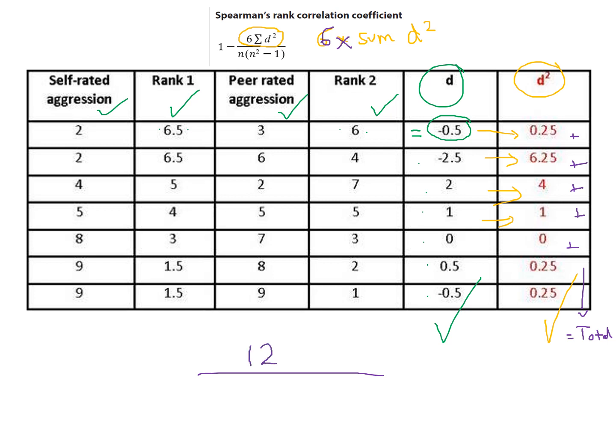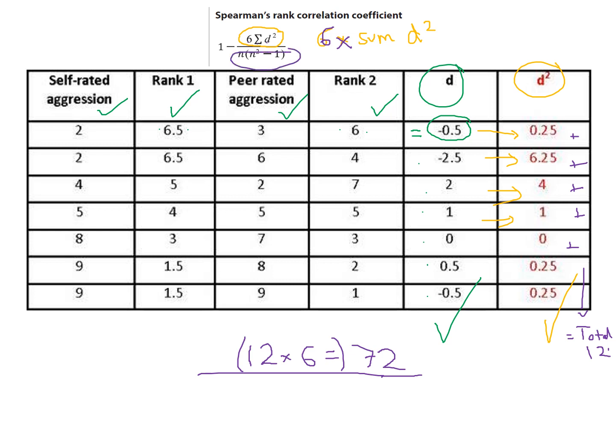Okay, so for this data, that total is 12 times 6. Gosh, it's really hard to write on this. Which comes to 72. All right, so that's your top bit. So 6 times the sum of d squared. The sum of this is 12 times 6 is 72. We then need to work out the bottom section.